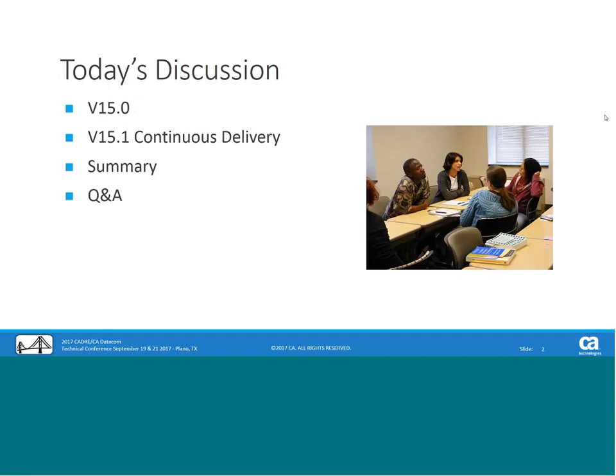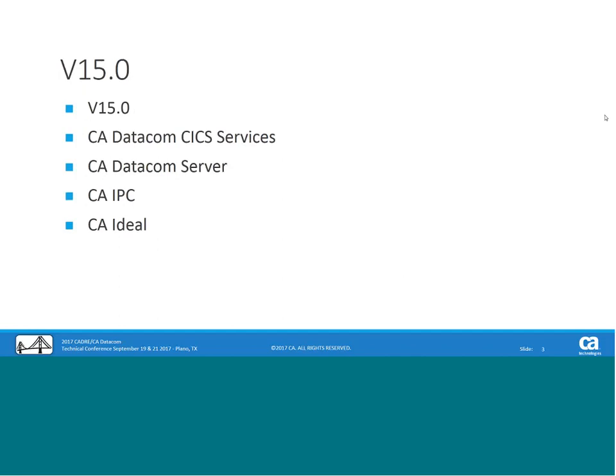Today's discussion is going to start with 15.0, and then we'll talk about 15.1 and our continuous delivery model, and then hopefully a summary and Q&A. With 15.0, we have delivered a 15.0 version of our products for the core, services, server, IPC, and IDEAL. That doesn't mean that the other products out there, VCM, Transparency, DL1T, et cetera, are not part of the plan and don't work with 15.0. What it does mean is that the other releases are all working with this 15.0 release.